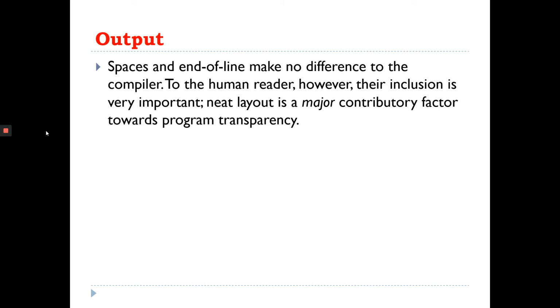Unlike Python, spaces and end of line make no difference to the compiler. For the human reader, however, it is incredibly important. If I'm marking your code, or trying to help you fix it, it's going to be much more challenging to do if it is poorly presented. So good programming practice is essential. That's using spacing correctly, indentation, sensible variable names. When we get to them, using subroutines as much as possible, and so on.